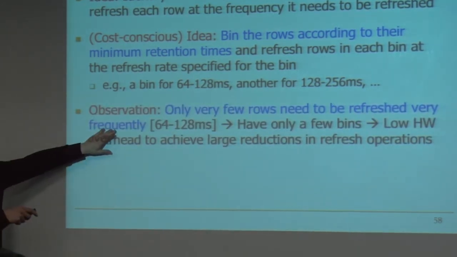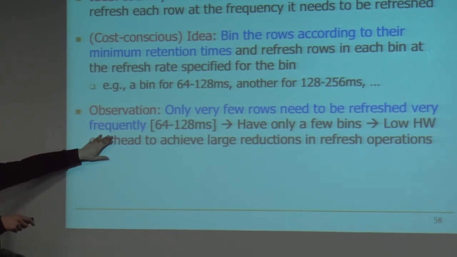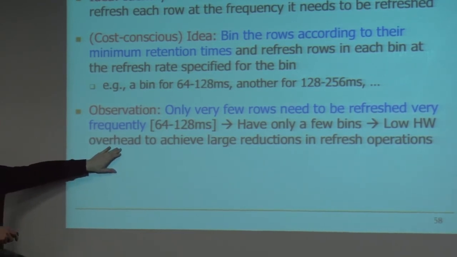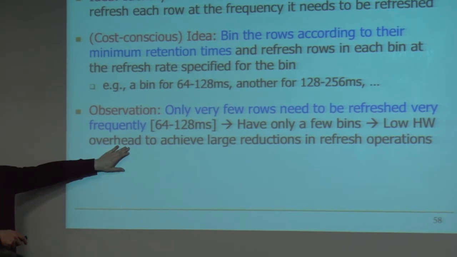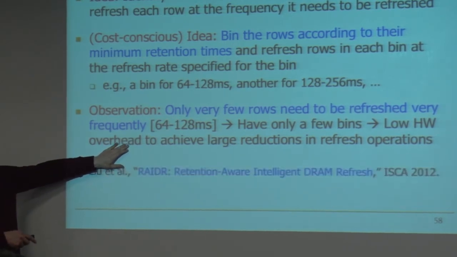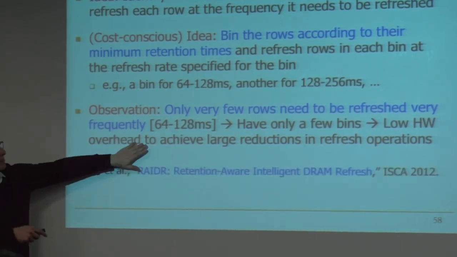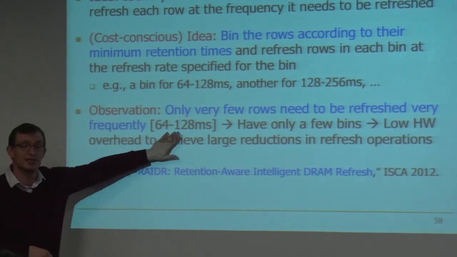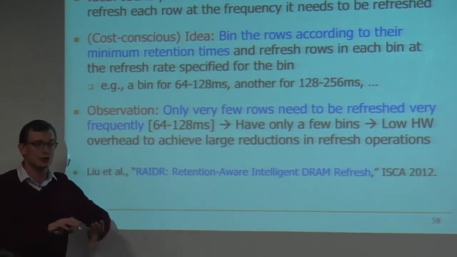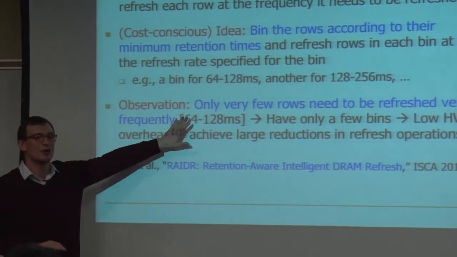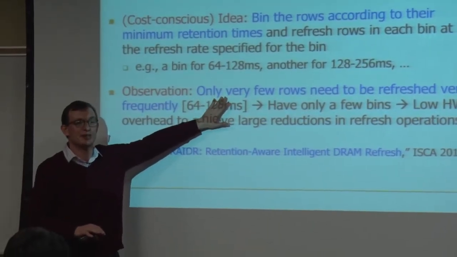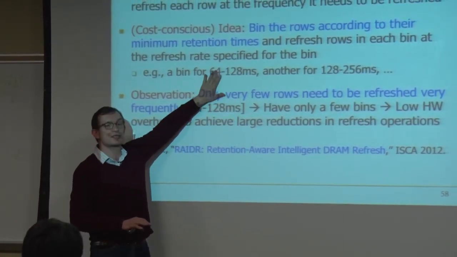So only very few rows need to be refreshed very frequently. You can have only a few bins. As a result, you can have low hardware overhead to achieve large reductions in refresh operations. And that's the idea in this paper. Before, we've also talked about potentially exposing this to the operating system, right? Saying that these rows actually are no good, so you don't allocate to them. If you can actually do that, that's another solution to the problem.